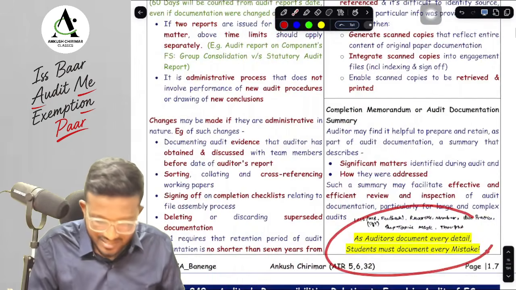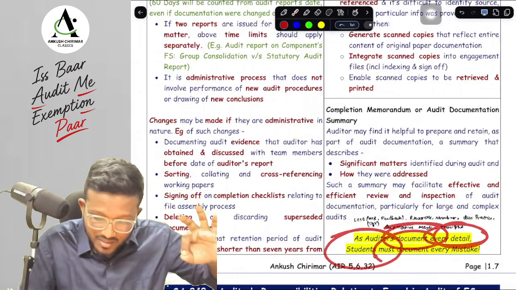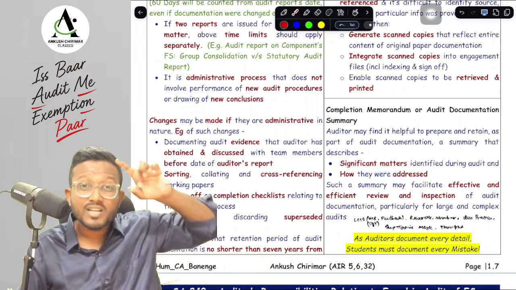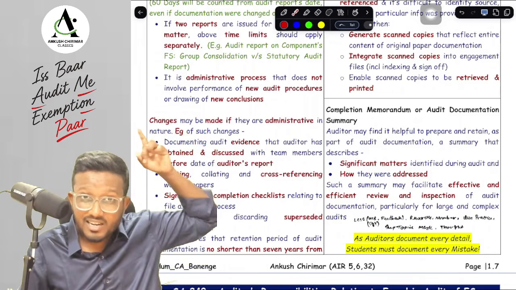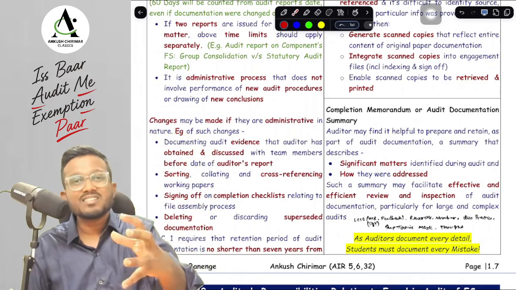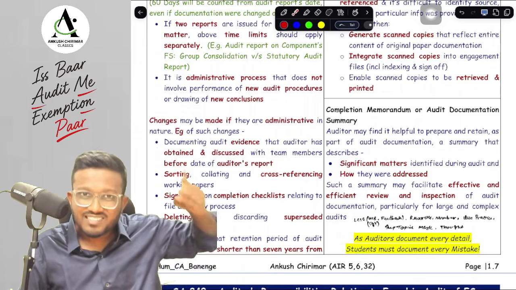And lastly, in terms of SA 230, as auditors, document every detail. CA students must document every mistake. Every mistake that you are doing, you should document, so that you are not repeating that mistake, particularly in your ICAI exams. Which means what? You should give mock tests, and all the mistakes that you make in your mock test, you should definitely document them, so that you do not repeat them in your ICAI main exams.